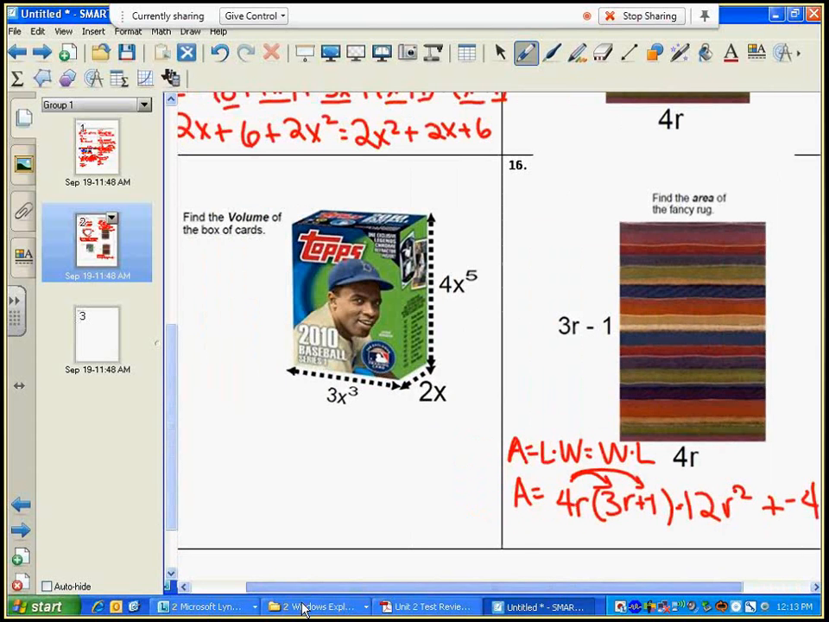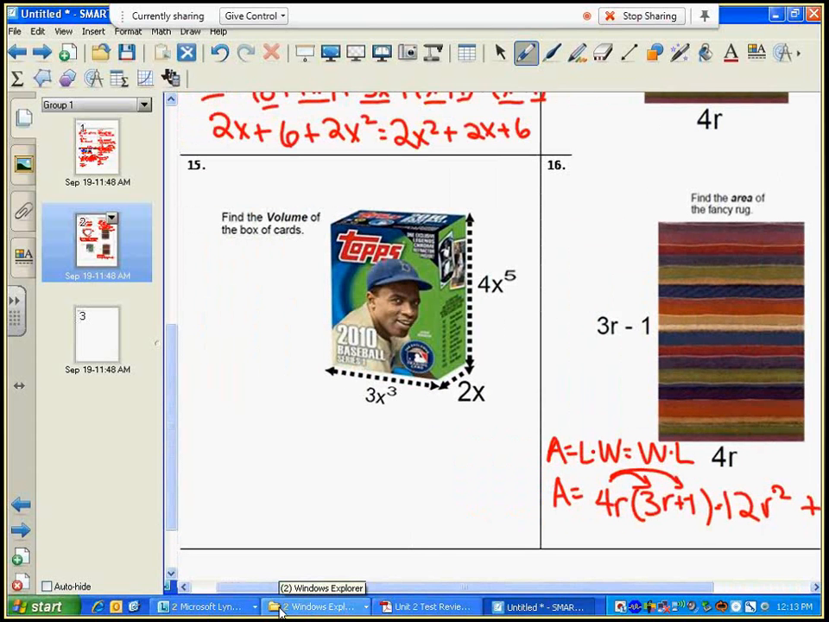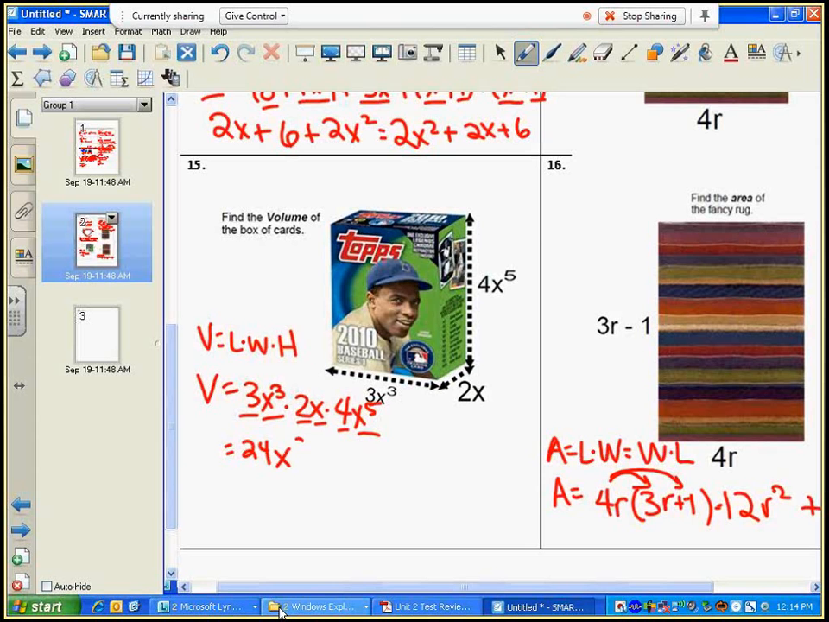Last thing we're going to do, we're going to figure out the volume of this box of cards. The volume is length times width times height. I can do any order. My numbers first. 3 times 2 is 6 times 4 is 24. X to the third times x is x to the fourth times x to the fifth is x to the ninth.